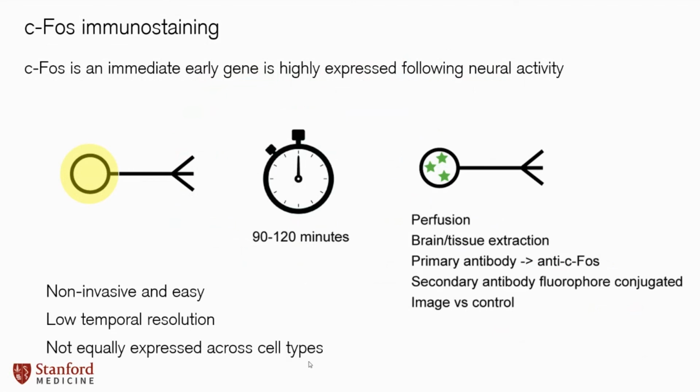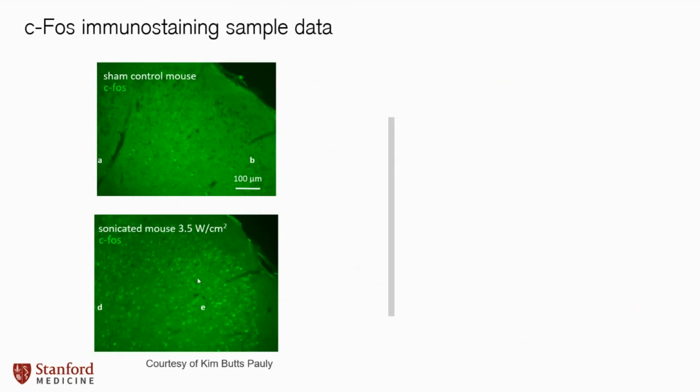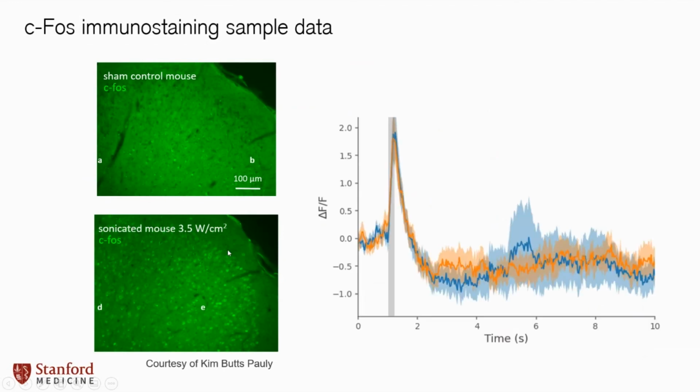I hope people move away from this, but if you're still doing it, this is an experiment from a collaborator of mine, Kim Butts-Pauley, where she's stimulating this region of the brain in animals compared to sham control animals. And you can see here that you're getting these little dots. This is c-Fos activity in this brain region, only when there's sonicated tissue. So, it works, but I wouldn't recommend it.